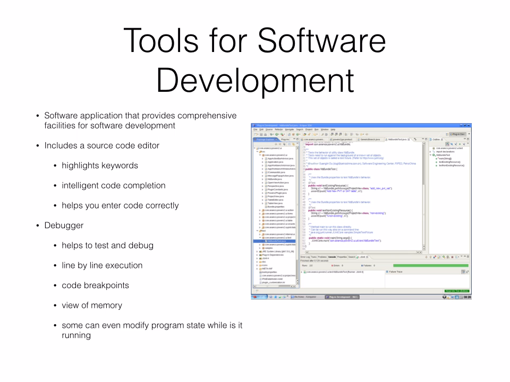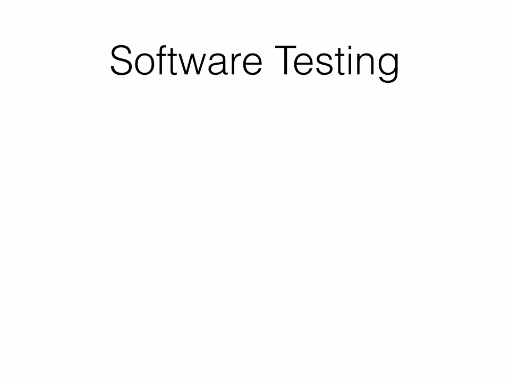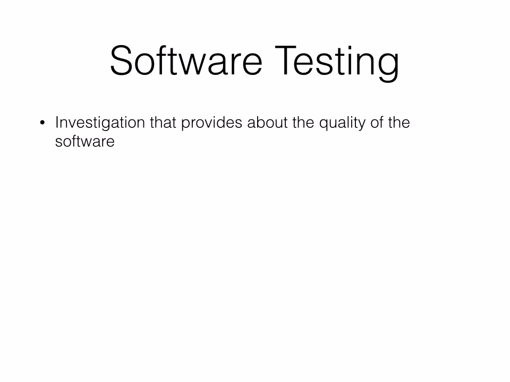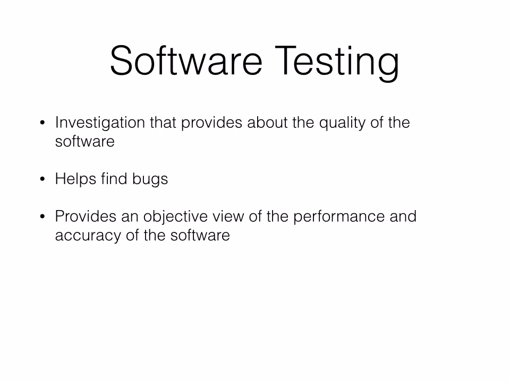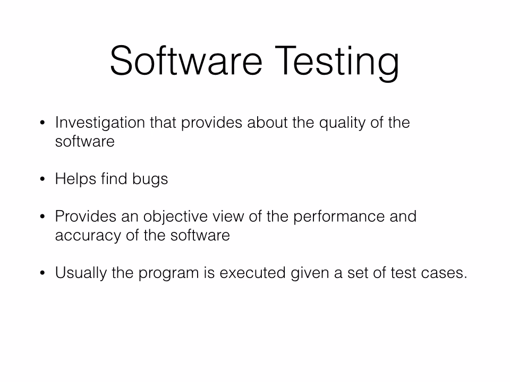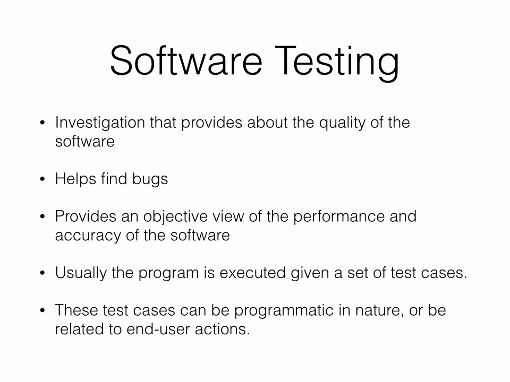So now, and this is the last module within this presentation, let's take a look at software testing and what that actually means. Software testing is simply an investigation that provides information about the quality of the software, helps you find bugs, and provides an objective view of the performance and accuracy of the software. Usually the program is executed given a set of test cases, and these test cases can be programmatic in nature or related to end user actions.